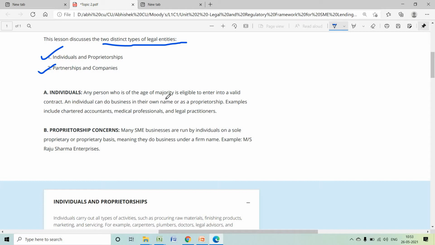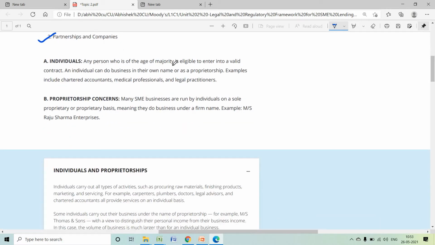So individuals, any person who is of the age of majority, meaning more than 18 years, is eligible to enter into a valid contract. An individual can do a business in their own name or as a proprietorship. Examples include chartered accountants, medical professionals, and legal practitioners. So, an individual proprietorship is an individual-based business entity. Now, let us come to proprietorship concern.